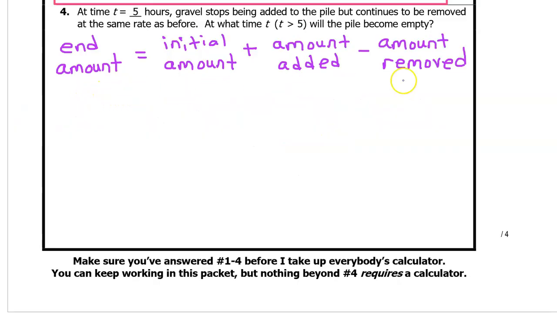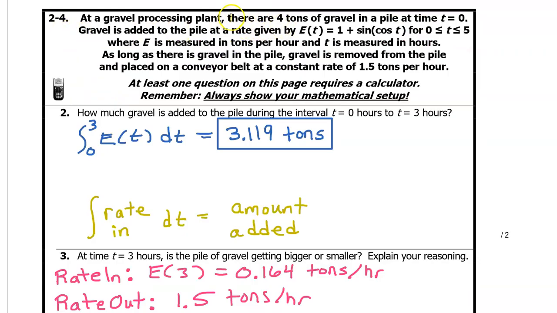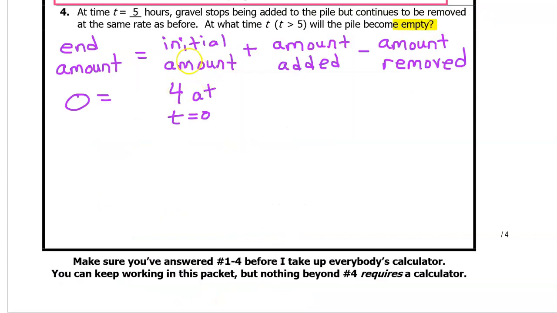For a rate in, rate out problem, this becomes the end amount is equal to the initial amount plus the amount added minus the amount removed. We are setting up an equation that will tell us when the pile will become empty, so the end amount will be 0. In the setup, we are told that there are 4 tons of gravel in the pile at time t equals 0. So the initial amount is 4 tons at time t equals 0.